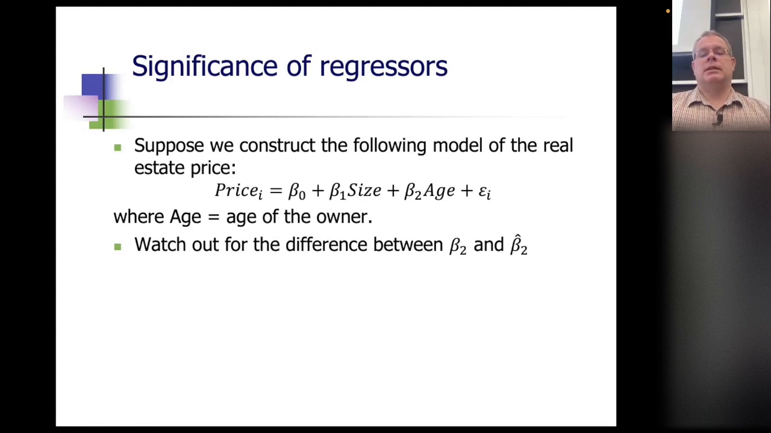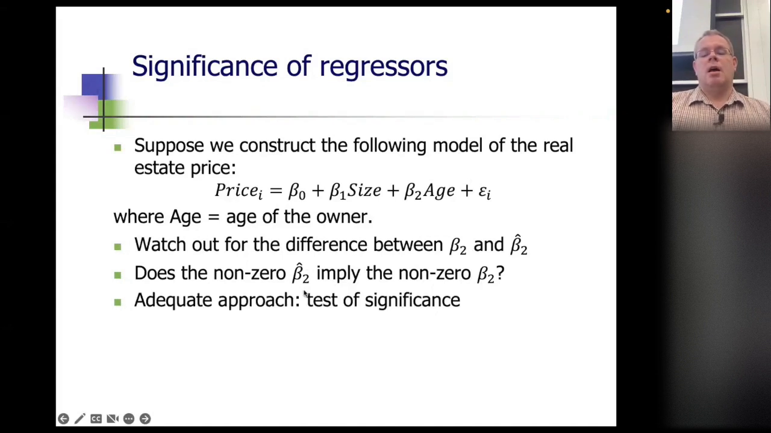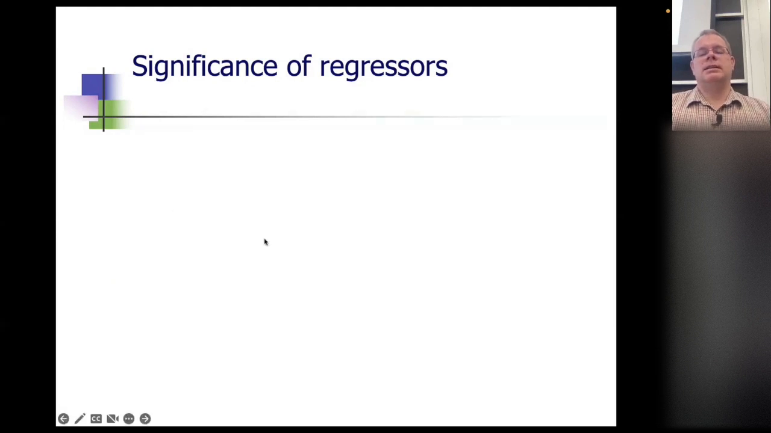Well, as I said, that's the difference between beta 2 and beta 2 hat. If we knew the true beta 2, there would be nothing to talk about, but we just have the estimate. So the true value of beta 2 does not essentially mean that the estimate of beta 2 is going to be 0 as well. We use the estimate of beta 2 to perform tests of significance. That is one of the statistical tests.